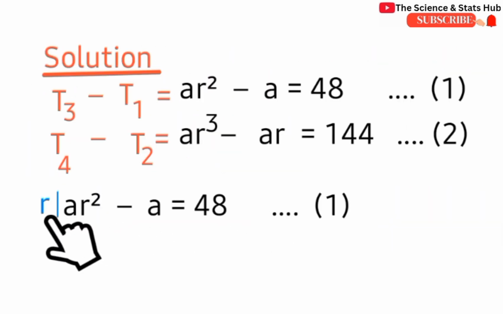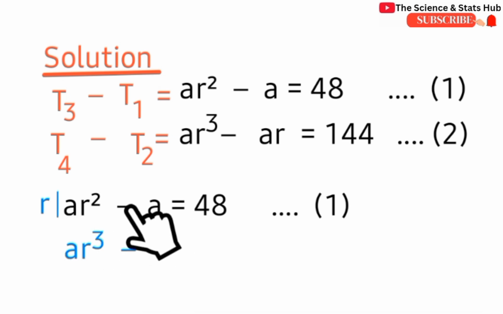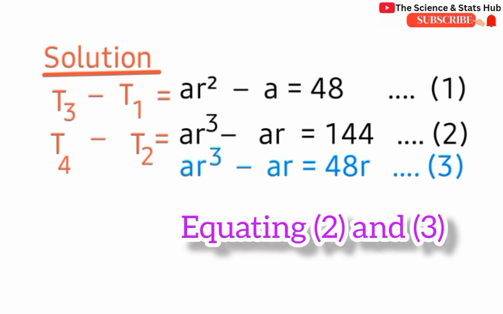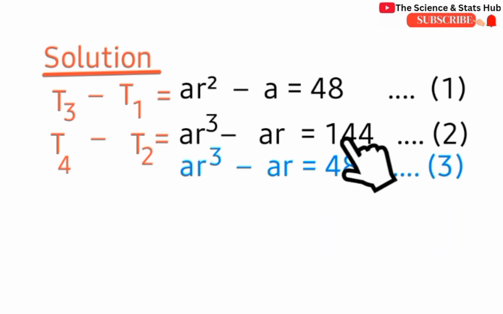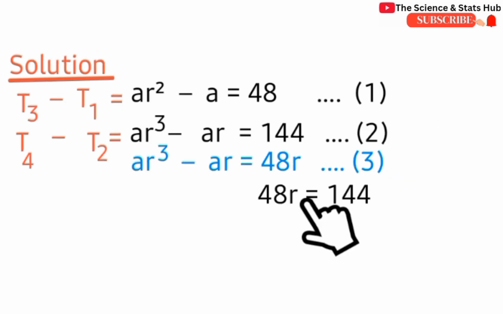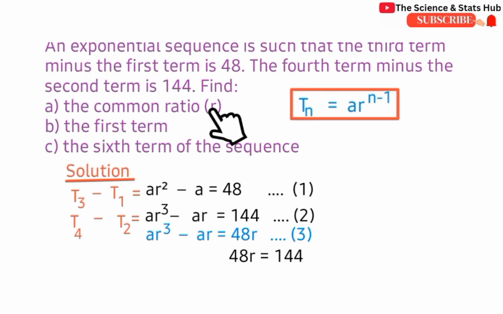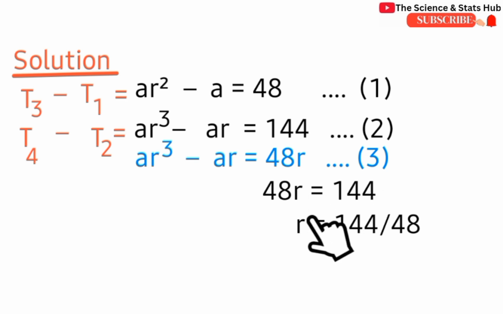L multiplied by ar square minus r multiplied by a equals 48 multiplied by r. Let's call this equation 3. Equating equation 2 and 3, 48r will be equal to 144. Now from this point, we could find the value of r, that is the common ratio. r will be equal to 144 divided by 48, which is 3.